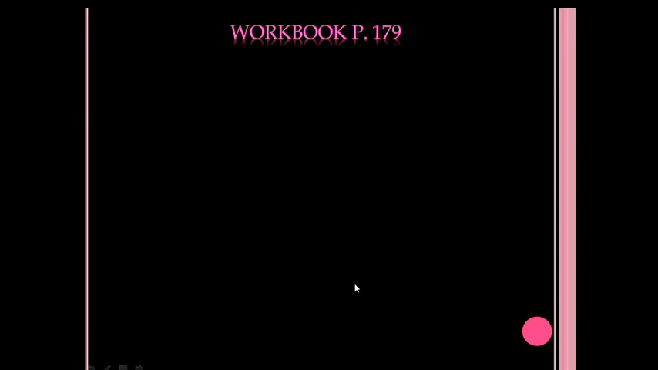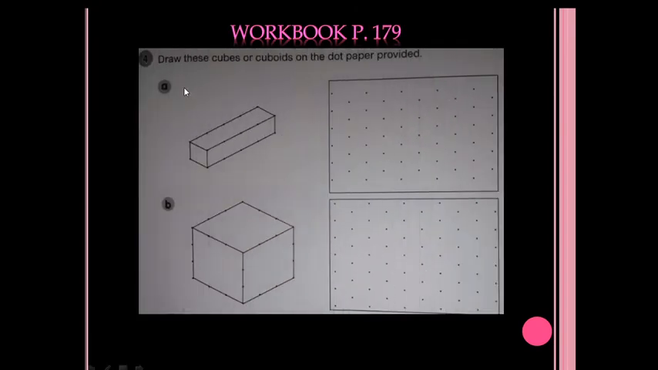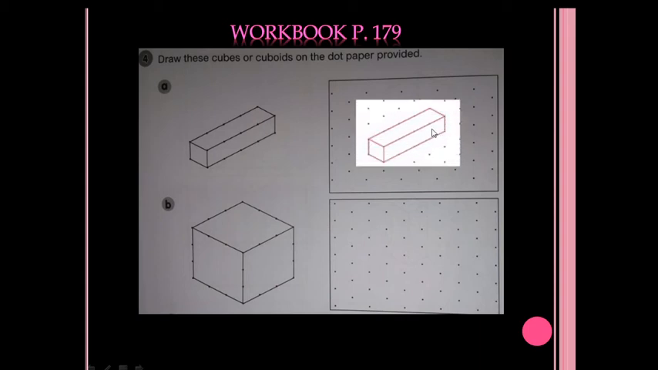Now, workbook, page 179, number 4. Draw these cubes or cuboids on the dot paper provided. Look at this, picture A. Now let's count the units. The width 1, the depth 1, 2, 3, 4, the height 1. So you just draw in here. The drawing will be like this. Follow the example like that. Put it in here. Use a ruler to draw it.